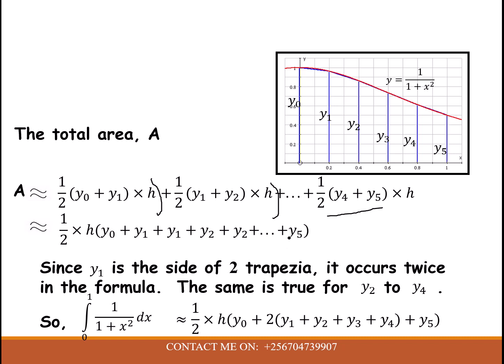Finally, your formula for only these 5 strips will look like that. So you'll have y0 appearing once, y5 appearing once, but the middle values have to be multiplied by 2 because they appear twice. And you realize that here we are using an approximation to the area, because if you use equal signs, that means you're getting the exact area, but we have to use approximation symbols since the area is not exact.